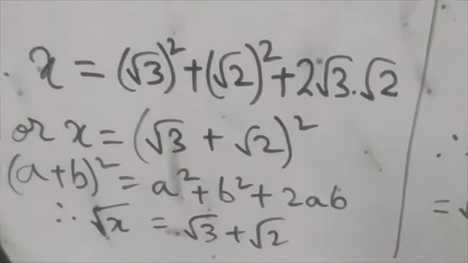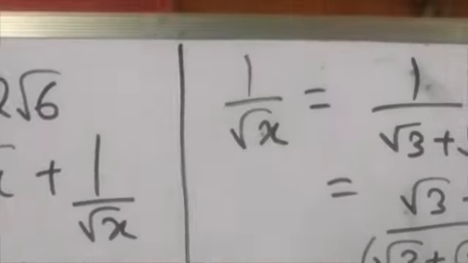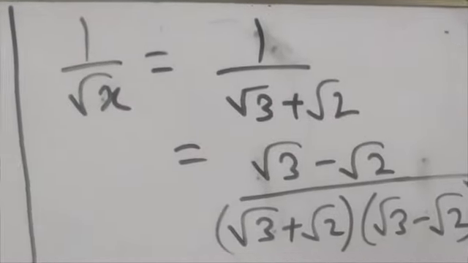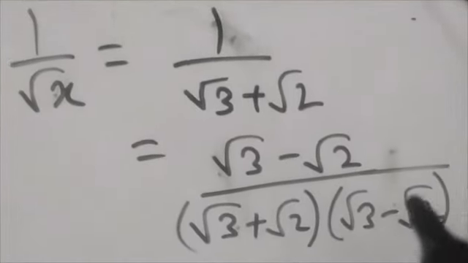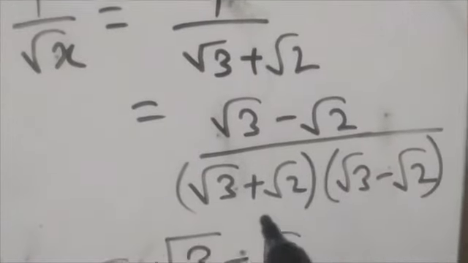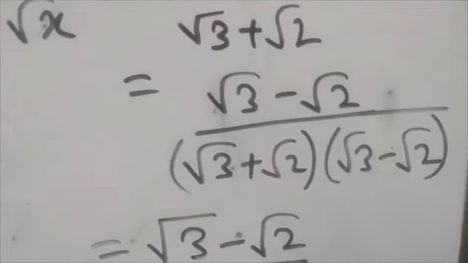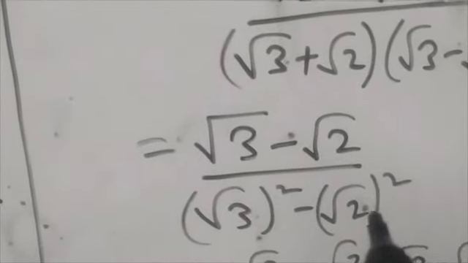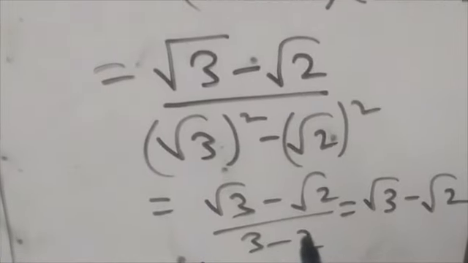You got my point, all of you? So if root x is root 3 plus root 2, 1 by root x is 1 by root 3 plus root 2. But our council says that we have to rationalize the denominator. So in order to rationalize the denominator, we need to multiply the numerator and the denominator with its conjugate, that is root 3 minus root 2. So when we are multiplying root 3 minus root 2 divided by root 3 plus root 2 into root 3 minus root 2, in the denominator we are getting a square minus b square. So a square minus b square, simplifying it, we get 3 minus 2. 3 minus 2 is 1.